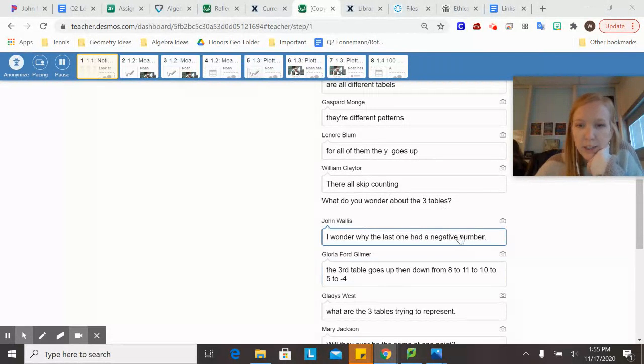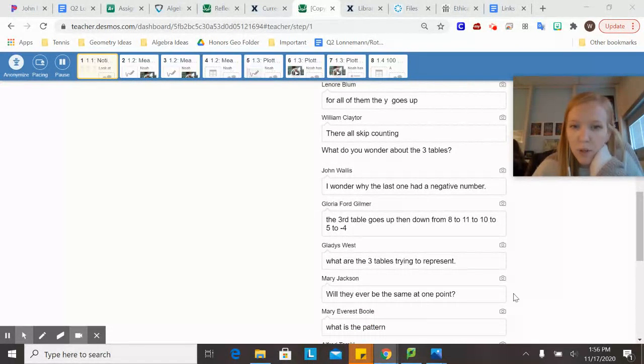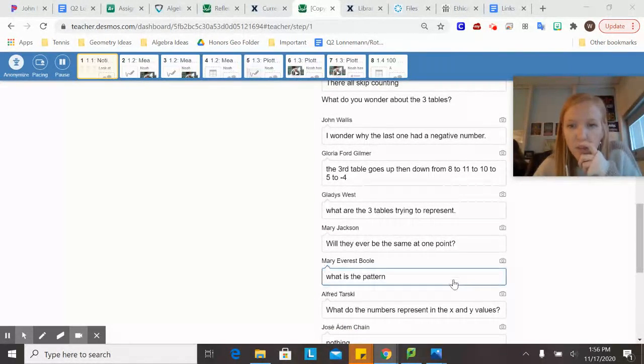Okay, I wonder why the last one had a negative number. Yep. Not sure why that's the only one that went to the negatives. What are the three tables trying to represent? I think that's a very good question. Okay, right? In math, a lot of times our numbers are really talking about a certain situation or scenario. So what are these numbers talking about?